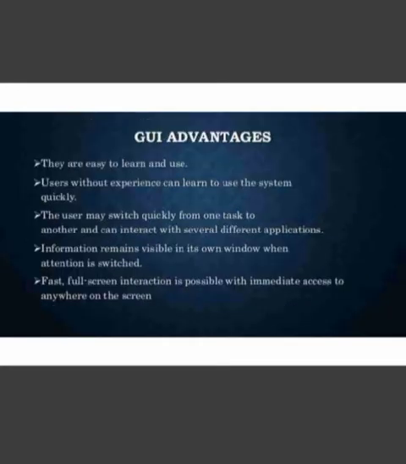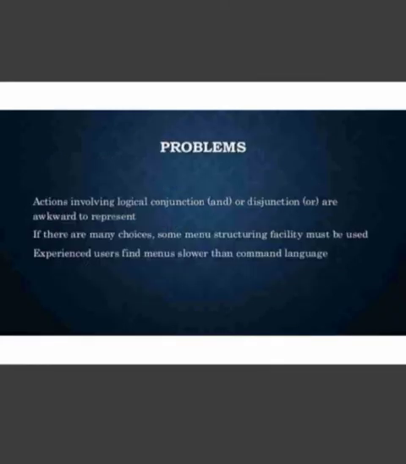GUI advantages. They are easy to learn and use. The user may switch quickly from one task to another and can interact with several different applications. Fast full-screen interaction is possible with immediate access to anywhere on the screen. Problems. Actions involving logical conjunction and or disjunction are awkward to represent. If there are many choices, some menu structuring facility must be used. Experienced users find menus slower than command language.